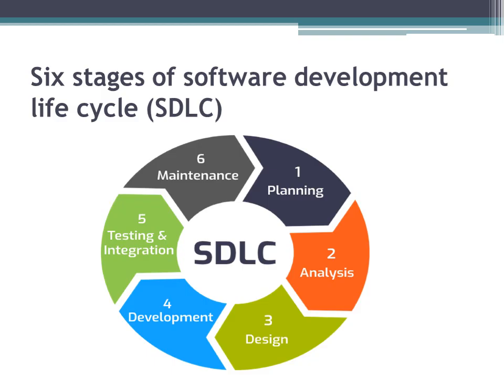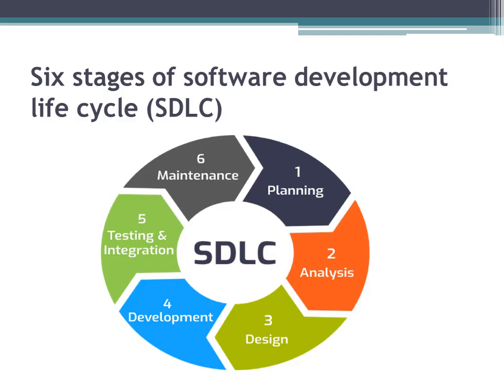Software development life cycle. There are 6 stages. It starts from planning. The planning stage, where the team will identify and determine the scope of what needs to be done in the project development process.